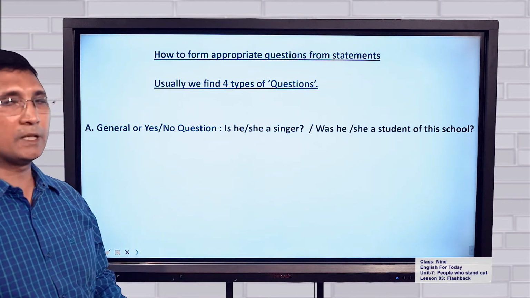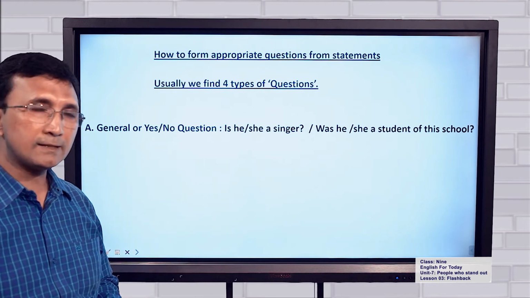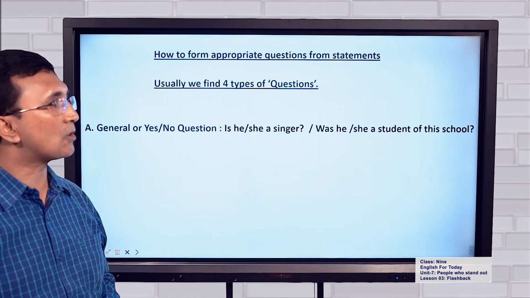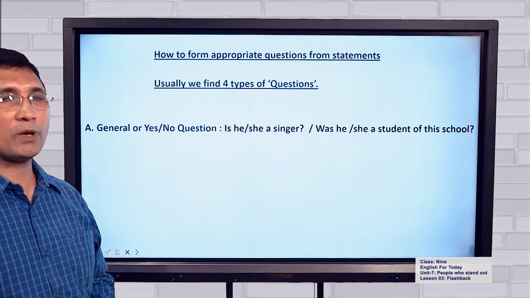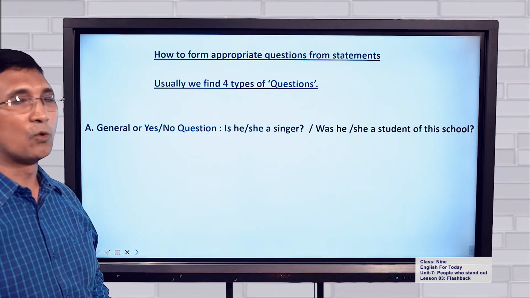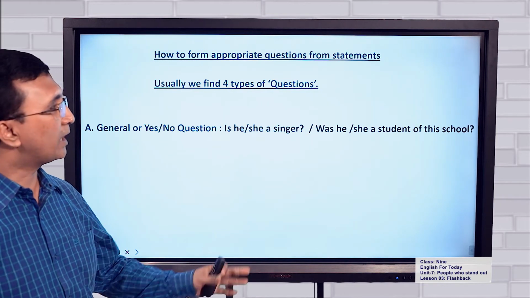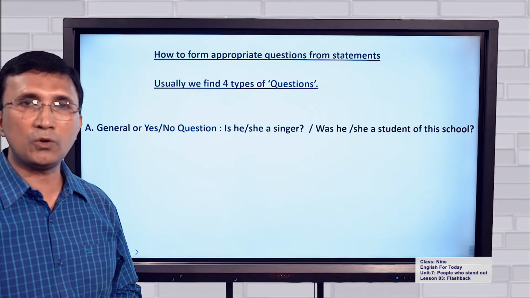Some examples have been given for you. Is he or she a singer? Was he or she a student of this school? In this way, we can prepare a question which can be called a general or yes/no question. Why? Because when this question is asked, we can answer by yes or no.